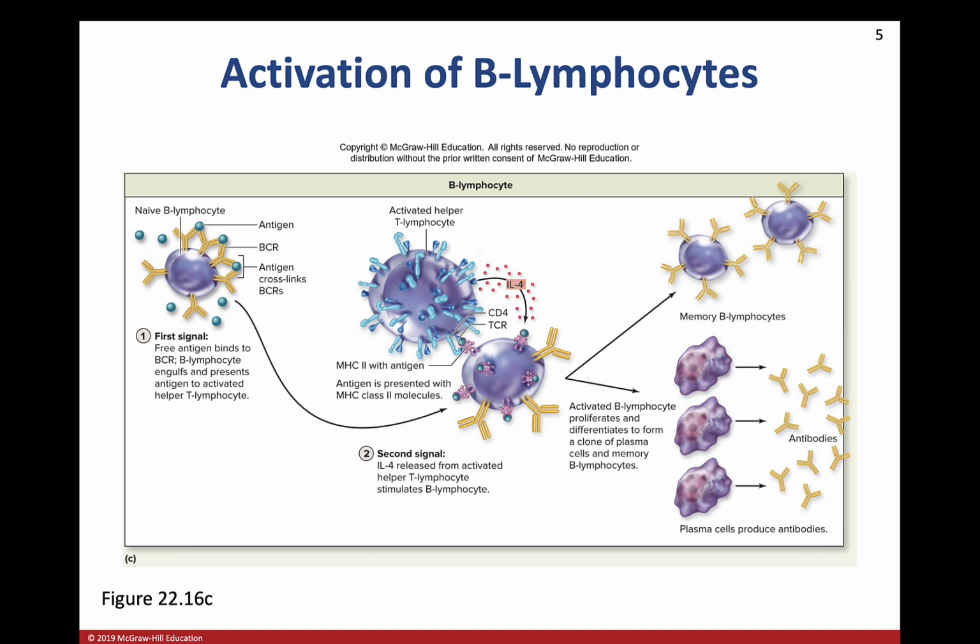Here we look at the activation of B lymphocytes. The first signal is free antigen binding to the BCR of the B cell, and the B lymphocyte engulfs and presents antigen to activated helper T cells. The second signal, interleukin 4 released from activated helper T lymphocytes, stimulates the B cells. Activated B cells now proliferate and differentiate to form a clone of plasma cells and memory B lymphocytes. Remember, we have the memory cells here, but we also have the plasma cells, and those are the cells that actually will be producing active antibodies.